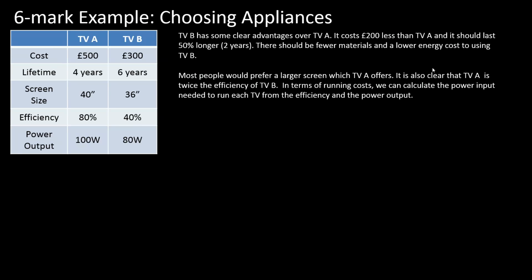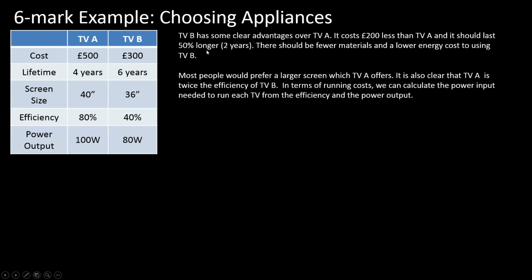So to start with, TV B has some clear advantages over TV A. It costs £200 less. That's an advantage to the consumer. So again, we've done 500 minus 300 to get the 200. You get credit for doing that simple calculation, okay? And it should last 50% longer. So I've presented this data in a slightly different way. I've worked out what percentage increase there is between 4 years and 6 years, right? So it's 50% more, an extra 2 years.